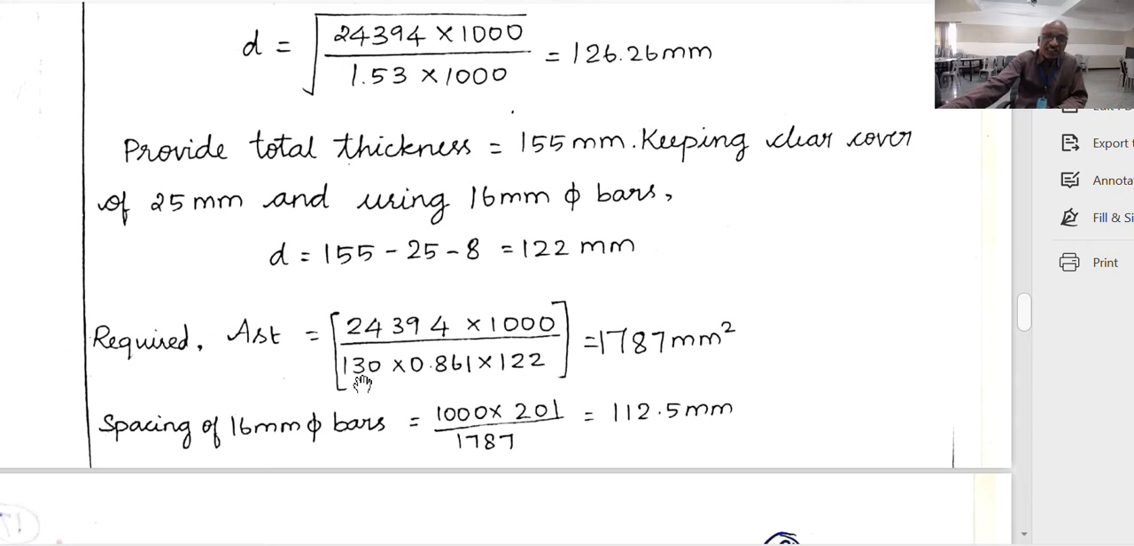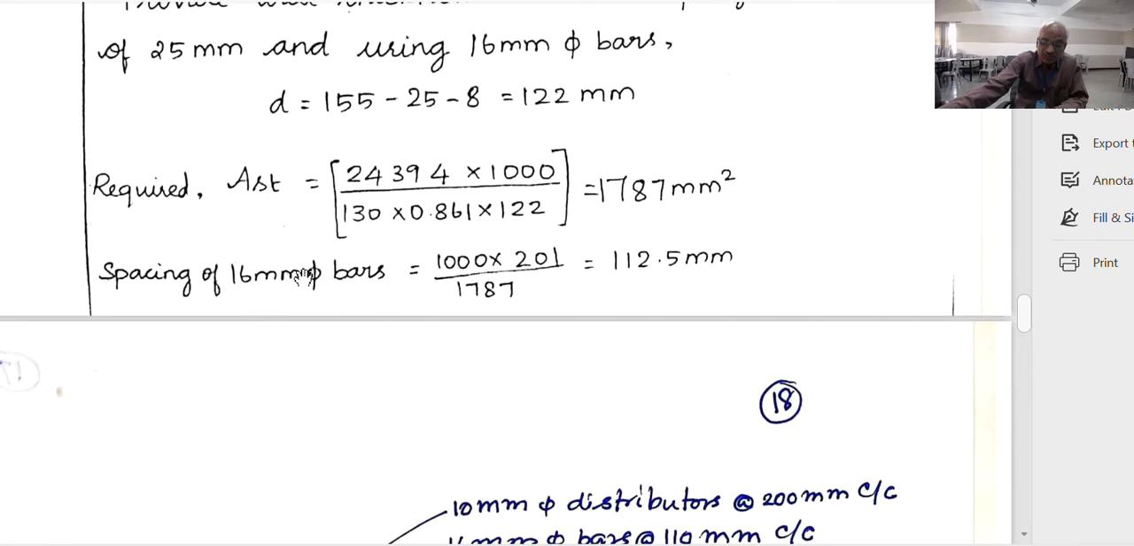Since this is not in contact with water, instead of 130 we can use 230. The model problem is taken from some source, therefore the same is followed here, but the number is not a problem. We can use 230 because this is not in contact with the water, therefore that can be changed. Otherwise it is only a single one-way slab design, not in contact with the water.